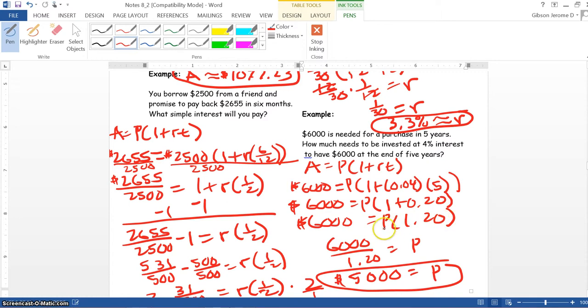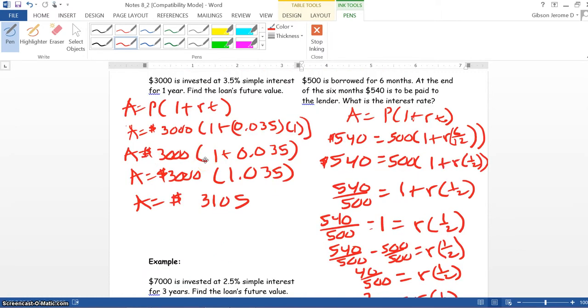We want to get P by itself, so we'll divide each side by 1.20. So we will have 6,000 divided by 1.20 equals P. 6,000 divided by 1.20 will give us $5,000. So $5,000 is your principal or your present value that you would need to end up with $6,000 after 5 years at 4% interest. Now we have our next example.